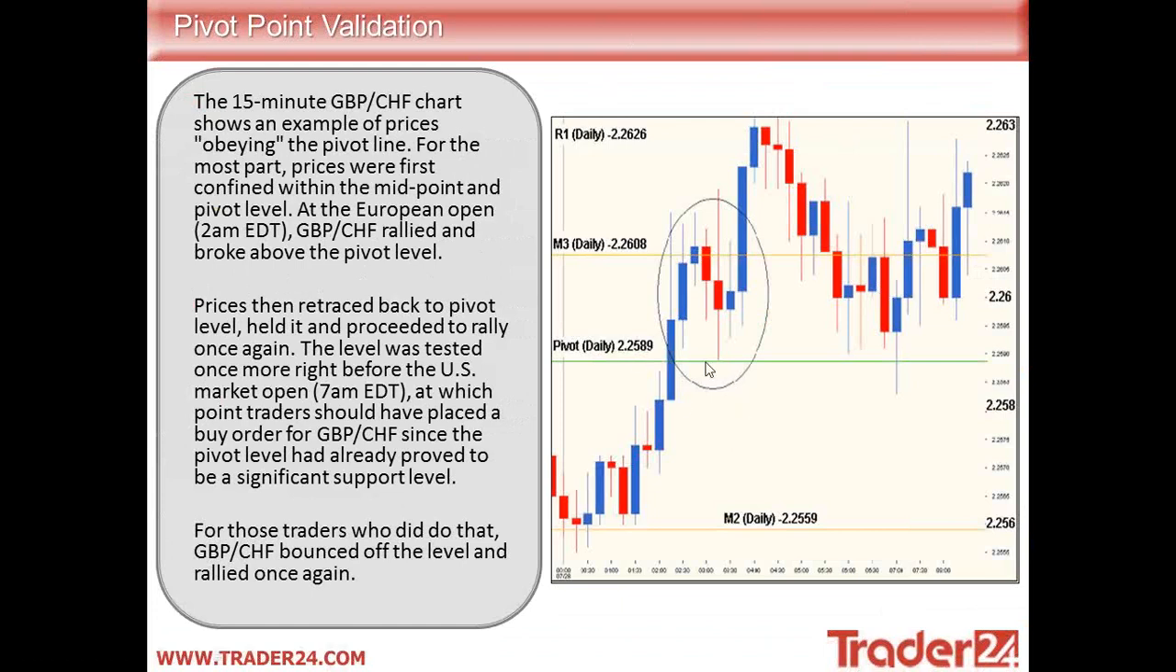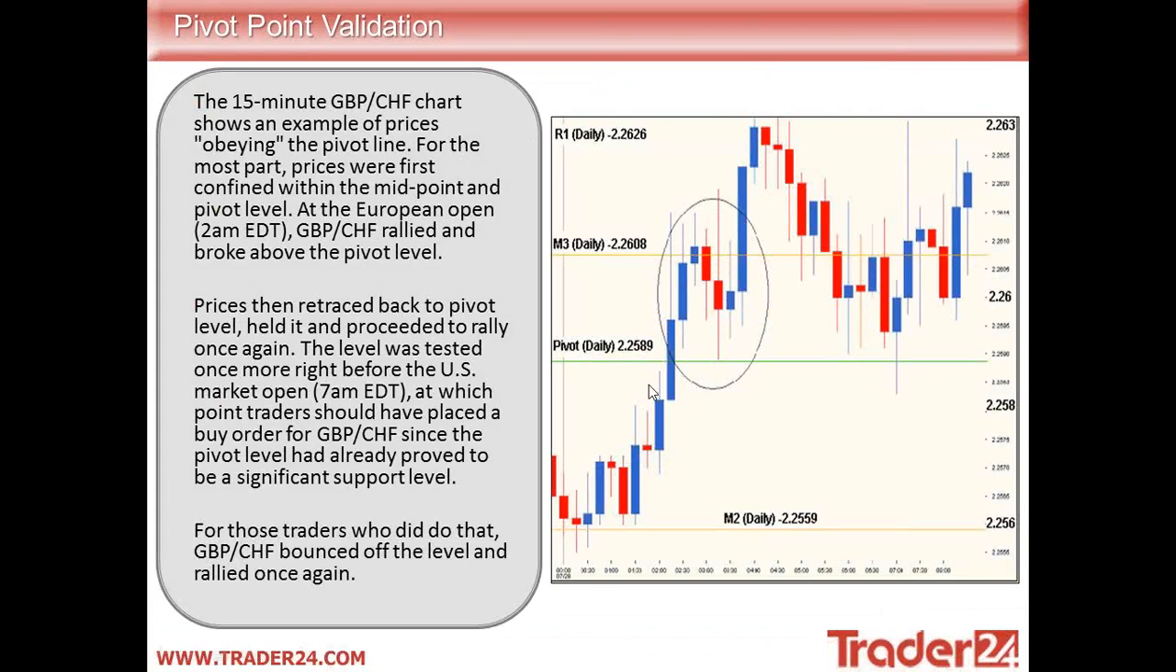Prices then retraced back to that pivot level, where we see this big red doji getting formed here, or spinning top, or what I suppose you could call it, and proceeded to rally once again. The level was tested once more right before the US market opened, which was at this point here. It held up once again, and at which point traders, you could have placed a buy order on this pivot level, which had already proved to be a significant support level.